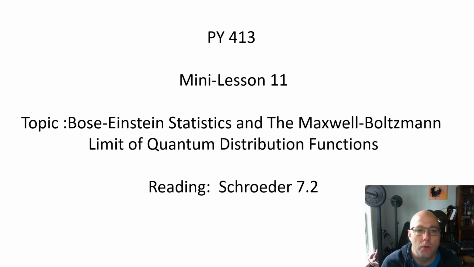In this one, we're going to work on doing for a level occupied by bosons the same thing that we did for a level occupied by fermions in the last lesson. So this will be Bose-Einstein statistics and distribution functions. And what we'll see is that this will reduce to the Maxwell-Boltzmann distribution in a certain limit. So we're still in section 7.2 of Schroeder.